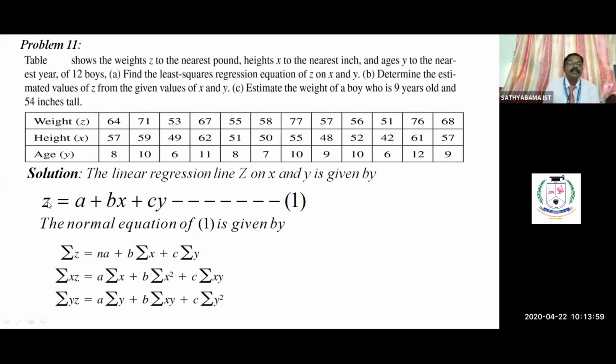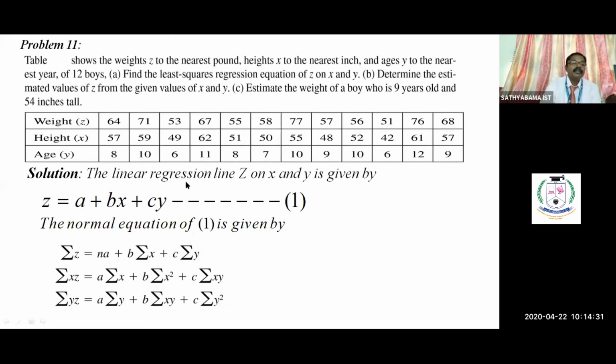The last one, C part: estimate the weight of a boy who is 9 years. 9 years means they are given 8. We are asked to find weight. Weight means Z. So what is the value of Z? Weight means here Z. Height and age are given. So using this, we have to find the value from this equation 1.